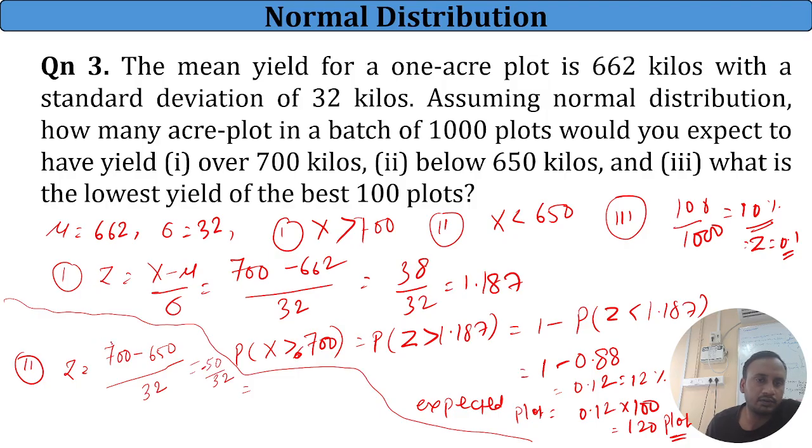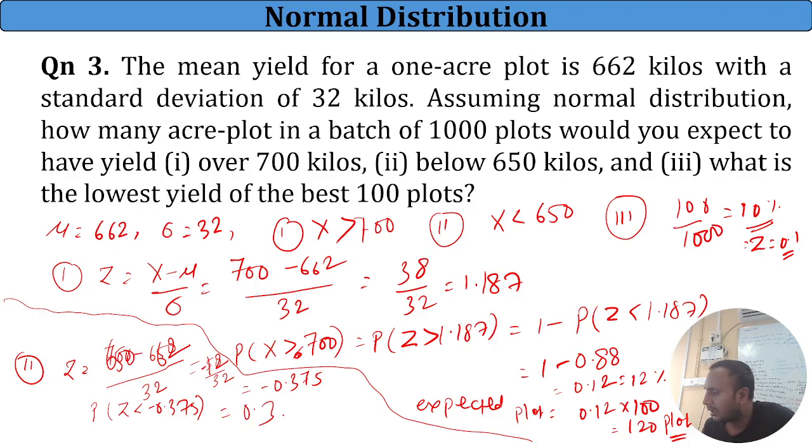Oh, it says 650. It says 650 minus 662, which is minus 12 by 32, which is minus 0.375. So that z will become less than minus 0.375. Okay, so it will become 0.353. So the expected plots will be, multiplying by 1000, 353 plots.